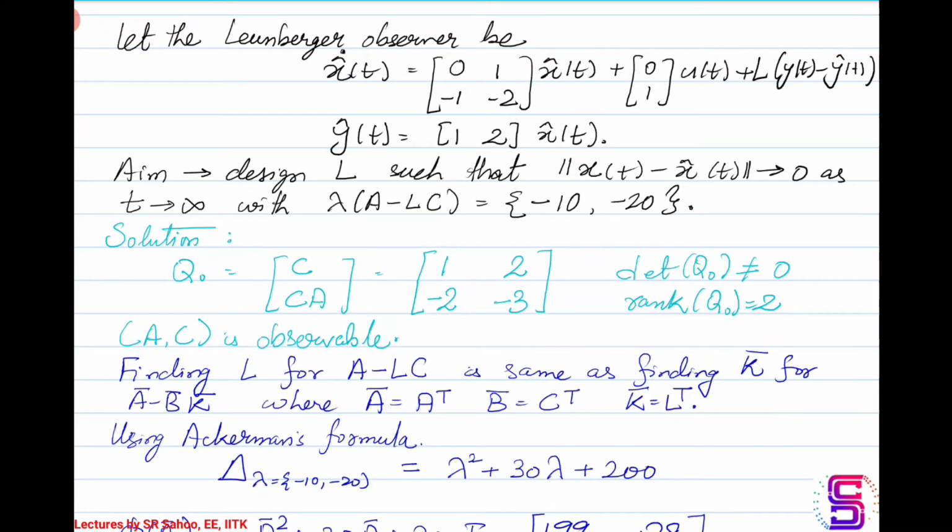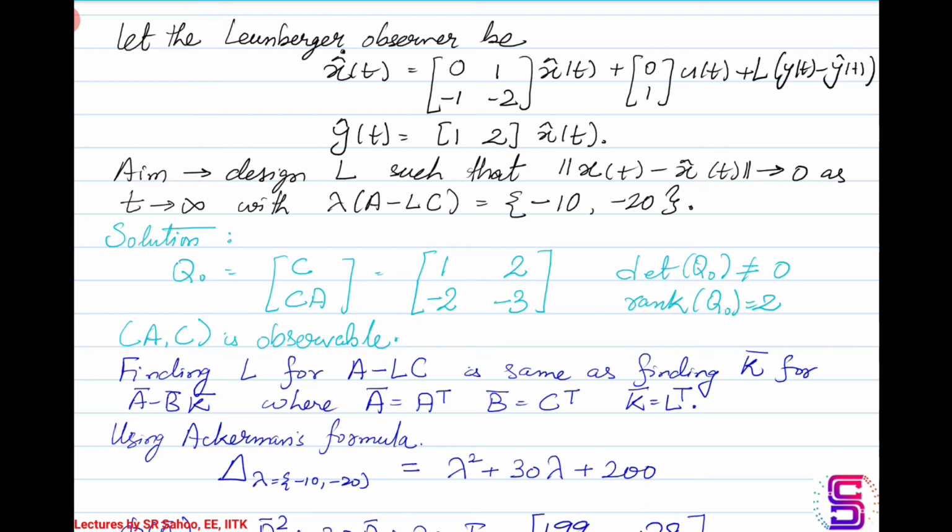To proceed with the design of the observer gain matrix, we first have to check for observability, similar to how, before designing state feedback controllers, we check for controllability. The observability matrix is formed out of C and A as shown, and it turns out that its determinant is not 0, and hence the rank of the observability matrix is 2, which is exactly equal to the order of the state space representation. That indicates that the pair (A, C) is observable.